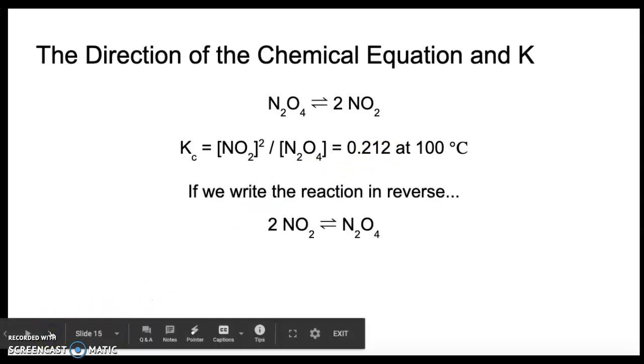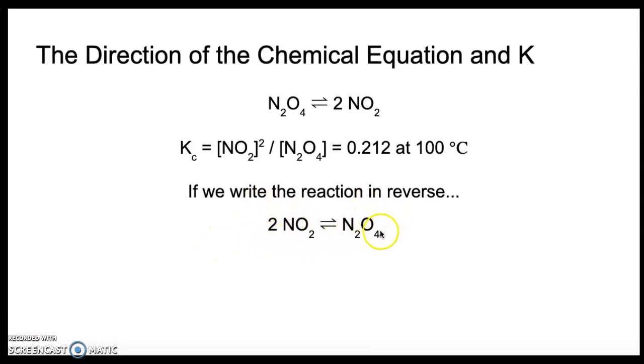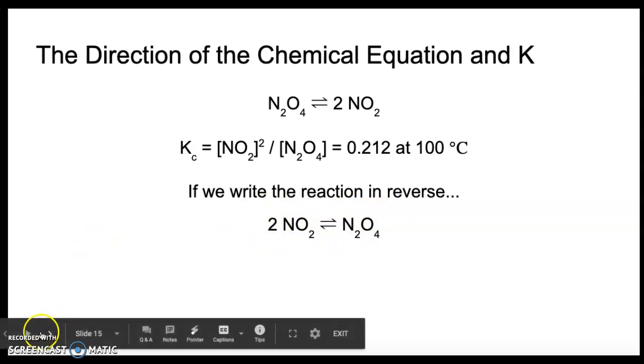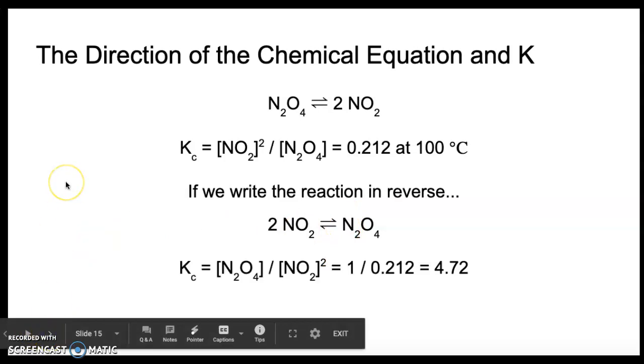Now, if we write the reaction in reverse, so if we take two NO2s and we turn that into N2O4, so we write our reverse reaction, then at equilibrium, our equilibrium expression is going to be the reciprocal here. So N2O4 divided by NO2 raised to the second power, right? And if we swap our values for the concentration there, then we have to take 1 over our equilibrium constant. So instead of 0.212, it's going to be 1 over 0.212, which gives us 4.72 here.